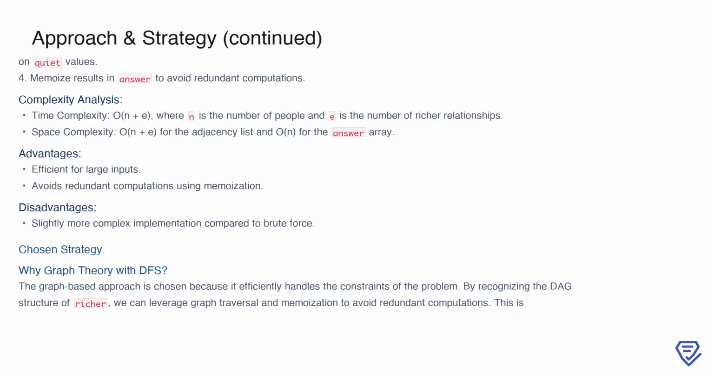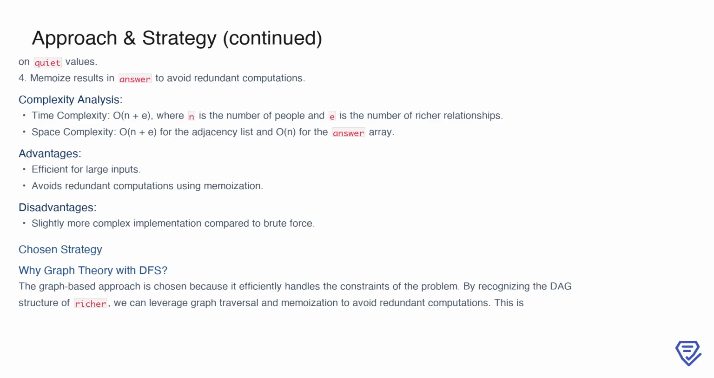The steps involve performing DFS for each person, traversing their richer connections, and updating the quietest person based on their quiet values. Memoization plays a critical role here, as it allows us to store and reuse results, avoiding redundant computations. In terms of complexity, this approach is much more efficient. The time complexity is n plus e, where n is the number of individuals and e is the number of edges in the graph. The space complexity is also n plus e, accounting for the adjacency list and the answer array. While slightly more complex to implement than brute force, this approach is highly scalable and avoids the inefficiencies of repeated computations.